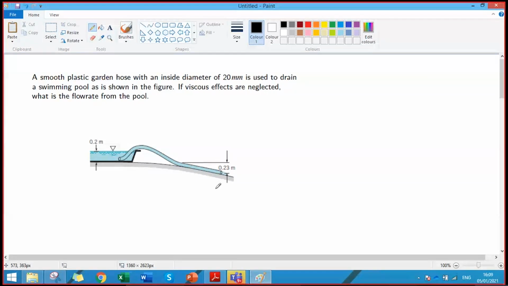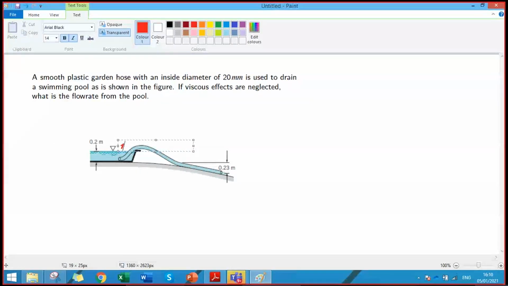First, we will need to define two reference points on which we will write the Bernoulli equation. So those reference points can be defined at which locations? Any ideas? Point 1 at the top of the pool surface, and the second at the exit of this hose, right?